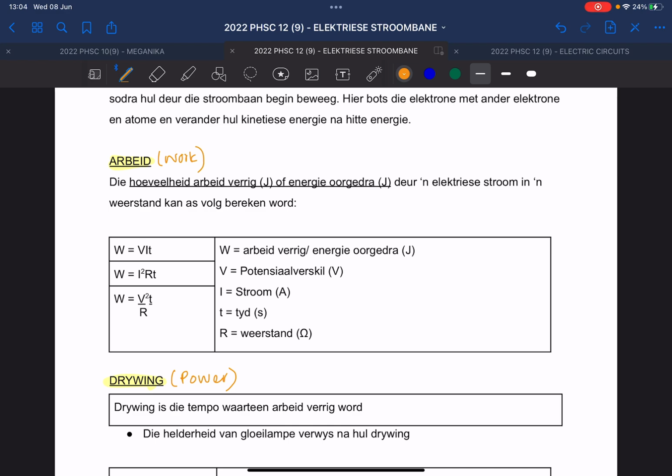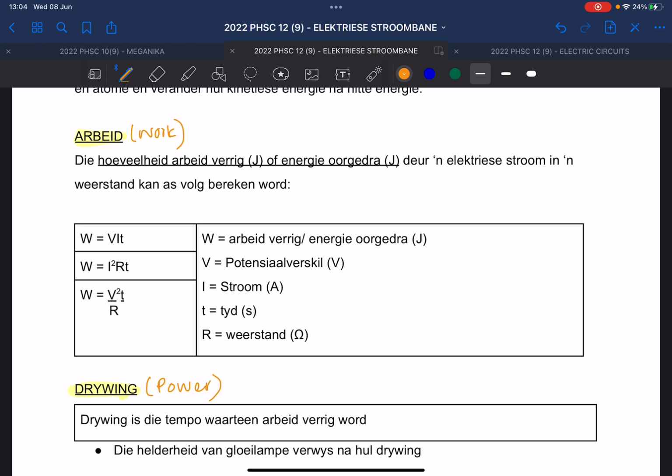The definition here, not really the definition, but definition in brackets of work is the amount of energy transferred, the work done or energy transferred. En daar het jy hierdie 3 formules. Those 3 formulas, you don't need to know how we get to them. Hulle is op jou datavel, they're on your data sheet, you just need to be able to use them. Normally this question counts 3 or 4 marks, meaning formula, substitution, answer.